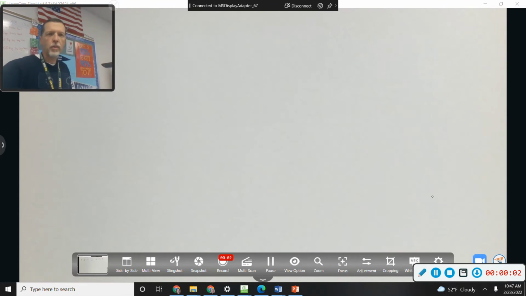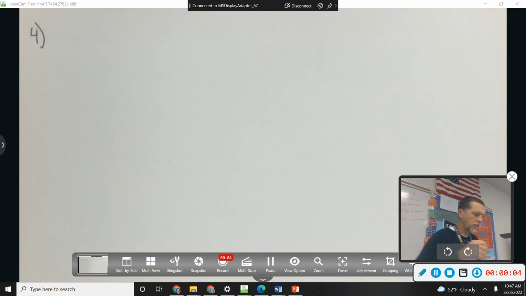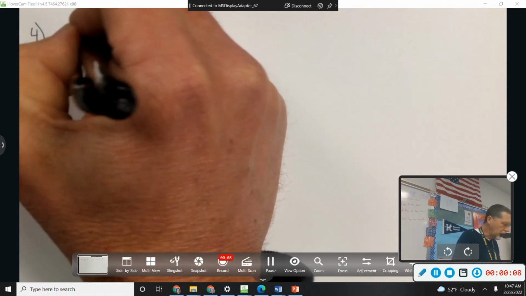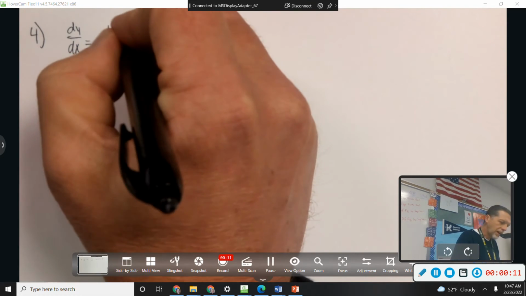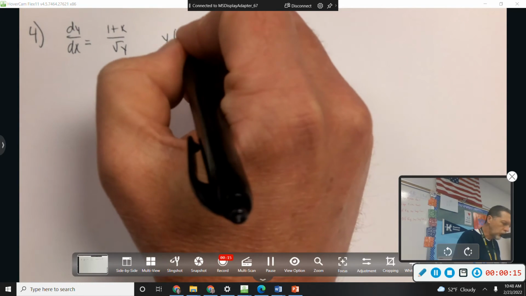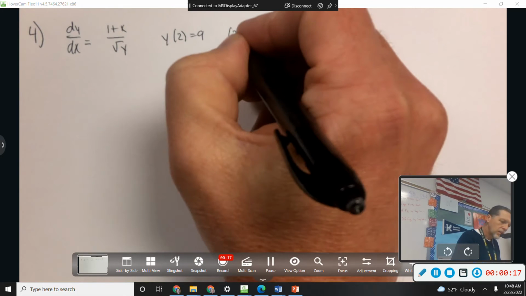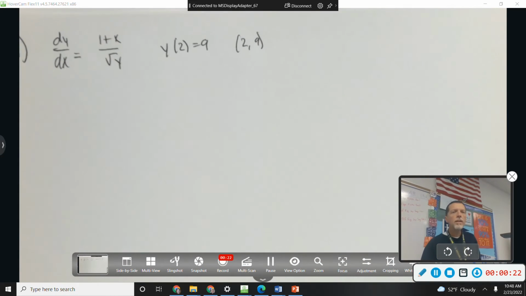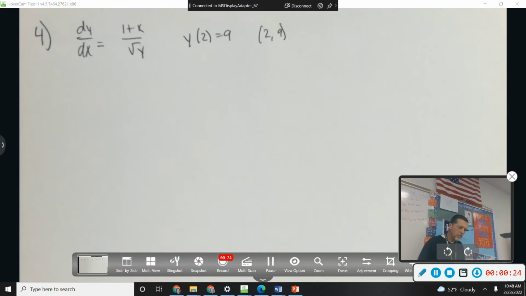So looking at the worksheet on differential equations, number 4, dy dx equals 1 plus x over square root y, and y of 2 equals 9. If you want to write that as a point, 2 comma 9. And so separate the variables, integrate both sides, and then use that point to find c. Sounds real easy when you say it quick like that.